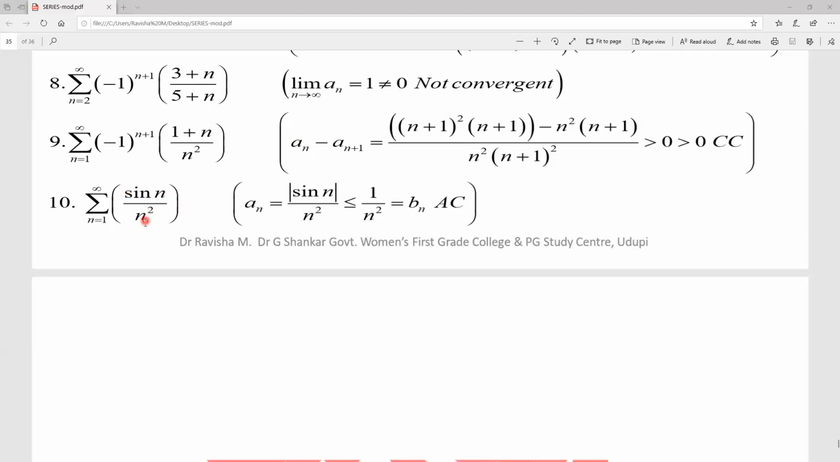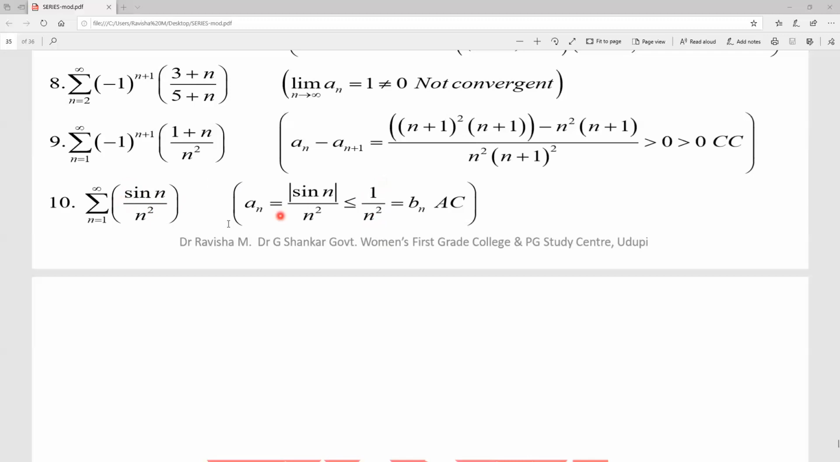Modulus of sin n by n squared. We can compare it with 1 by n squared. The modulus of sin n is always less than or equal to 1, so keeping n squared as it is, this term is less than or equal to 1 by n squared. This being a p-series converges because p equal to 2 is greater than 1. Therefore, the given alternating series is absolutely convergent.